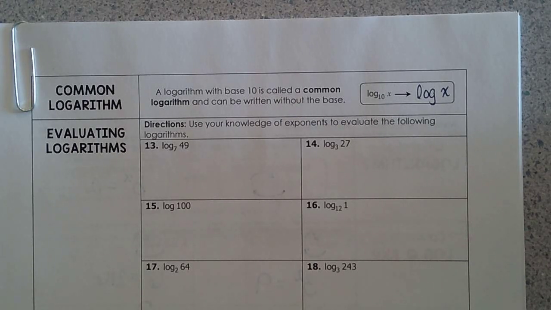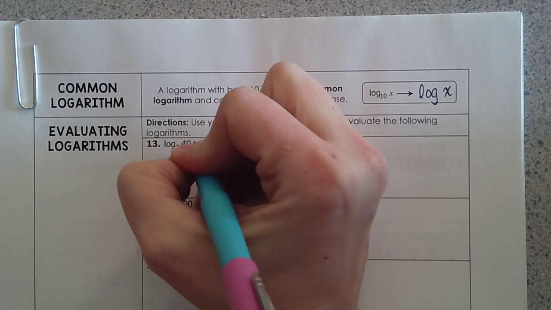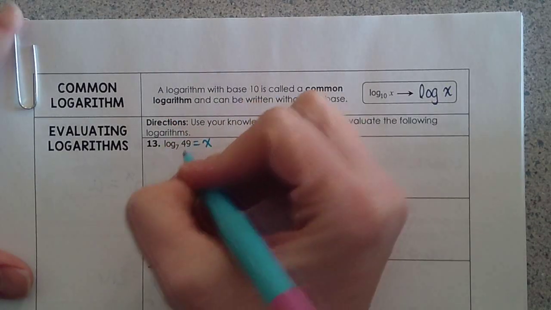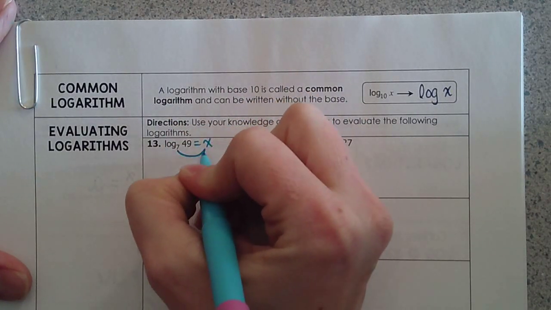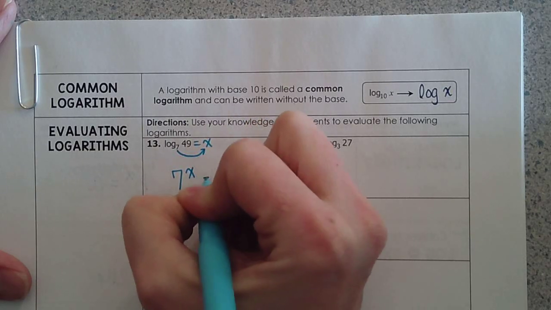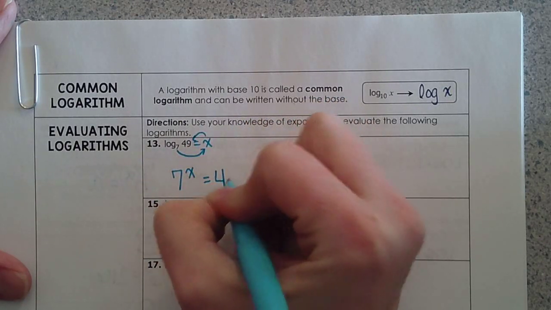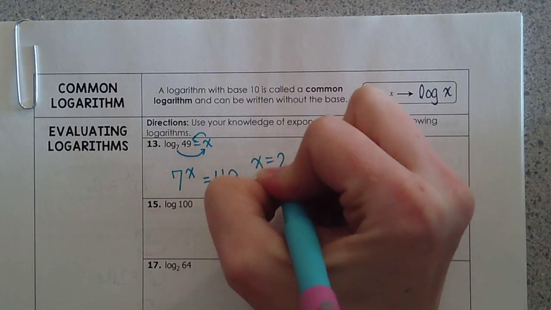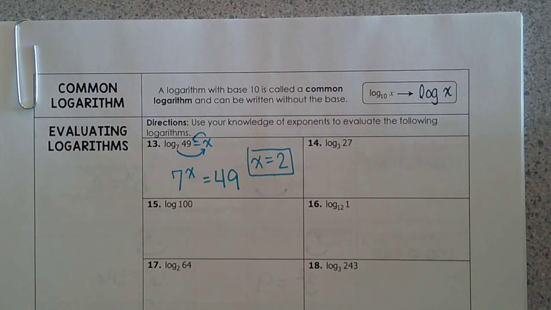So looking at number 13, it says log base 7 of 49, and I just need to know what the answer is. How much is this worth? So I'm going to say, if this equals x, I want to solve for x, and I'm going to turn it into an exponential equation. I take my base of 7 to the power of x equals 49. That looks like something I can solve. What does x have to be? 2. So the value of log base 7 of 49 is equal to 2.